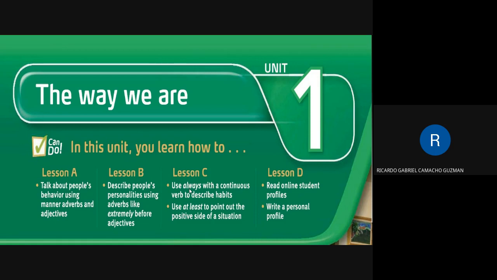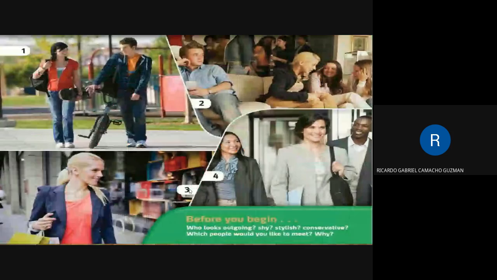So we're going to start with unit number one. And the first thing that we have here is a set of different pictures of different people in different situations. And before you begin, here it says, who looks outgoing, who looks shy, who looks stylish, who looks conservative. All right. So from these ones, who do you think looks outgoing? In which picture can you find the people that are outgoing?